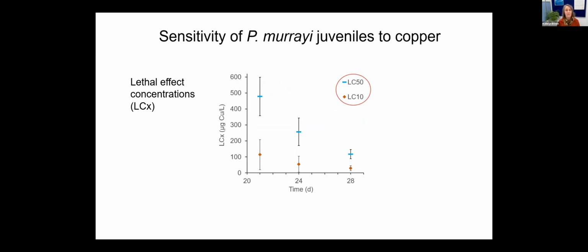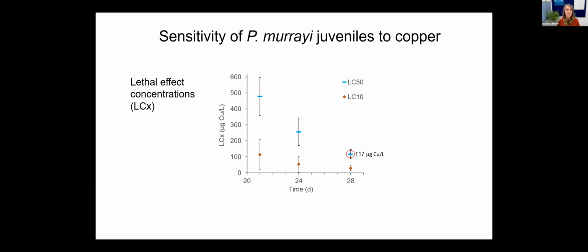From the response data, we generated sensitivity estimates, shown here with 95% confidence intervals. The LC50 values are copper concentrations estimated to cause 50% mortality. LC10 values for 10% mortality are commonly used in guideline derivation as an acceptable level of risk, having no long-term effect on populations. So we see after 21 days exposure, the LC50 is 478 micrograms of copper per litre.